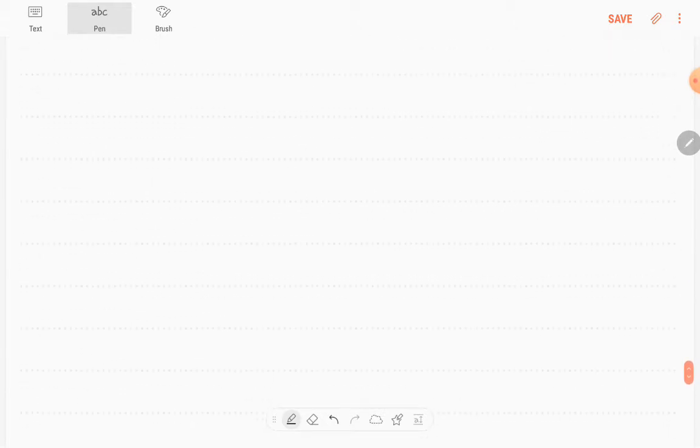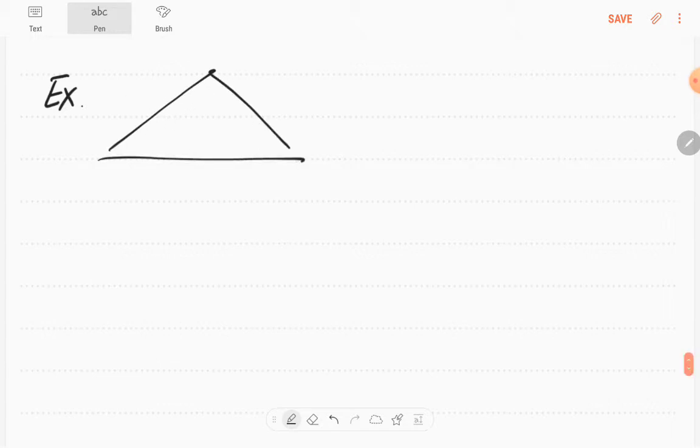So now let's look at another example for side A. Okay, so this is the angle A, angle B, and the angle C, and the side A, side B, and side C. This is side A, side B, and side C.